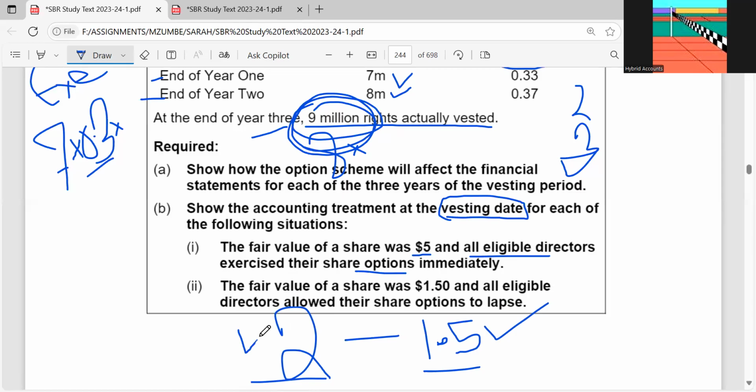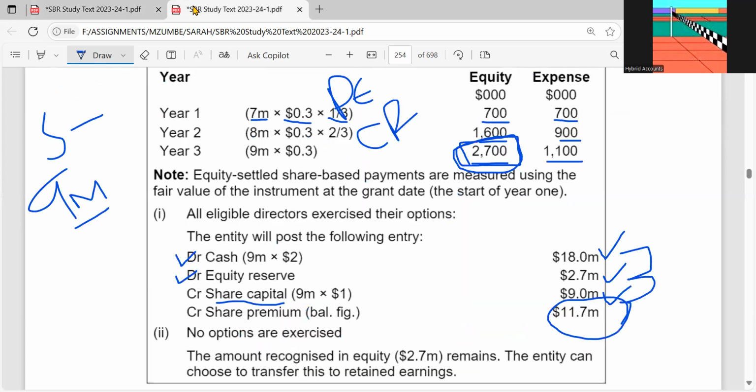But by incurring this cost, they would say, "I already paid the premium before, and it's not refundable. So I'm not going to take this. I'm going to buy straight from the market." So they would let the option lapse. You see, so they won't exercise. So no options are exercised.